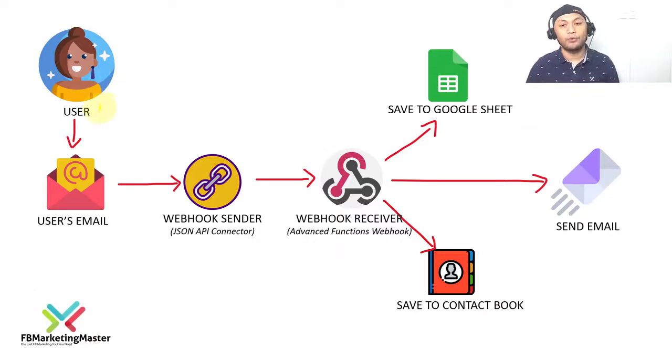So first, the user will be prompted to submit their email. Once the user has already submitted their email, then the webhook sender, which is the JSON API connector, will process and receive that email. And after the webhook sender has processed that, it will send that data to our webhook receiver. That webhook receiver is from our advanced functions webhook, and after that, we can then save that data, our subscribers' email, to Google Sheet.